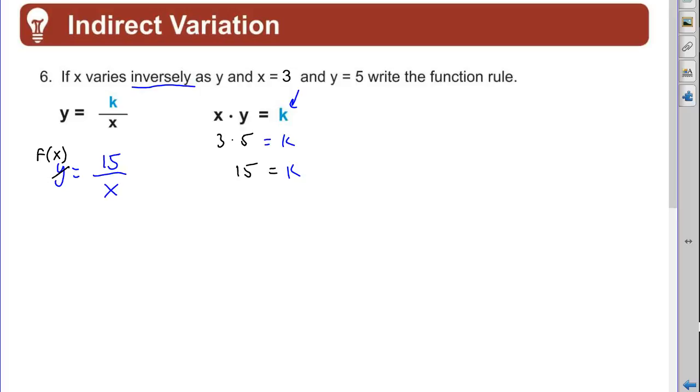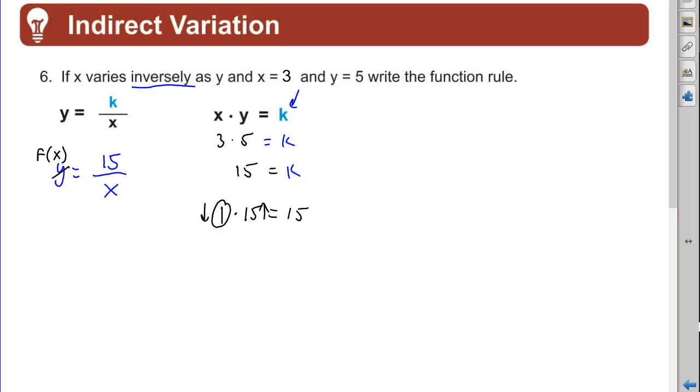Let me show you an example. Let's suppose we took the x value of 1. Well, we know x times y has to equal 15. We decrease the x. What does y have to be for it to be 15? The y's got to be 15. See, we decreased x and y increases.